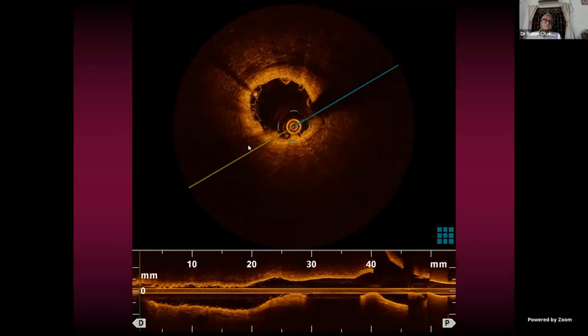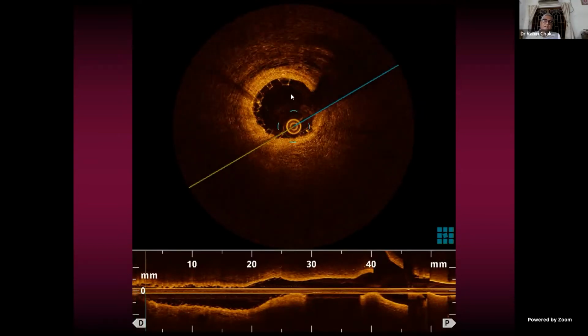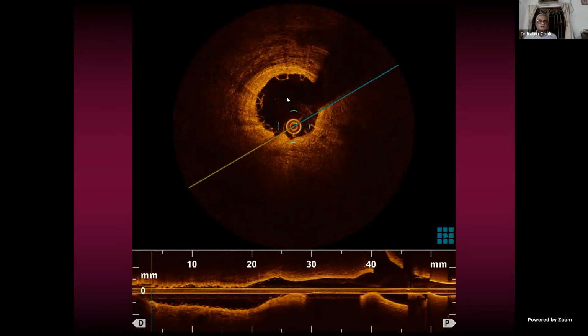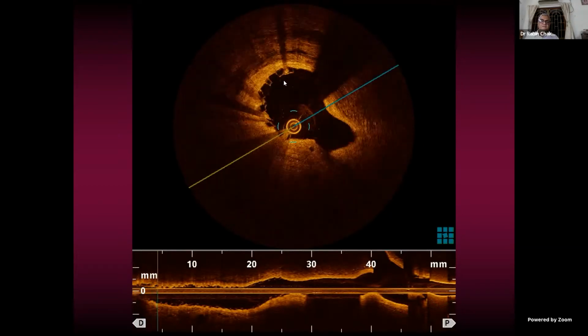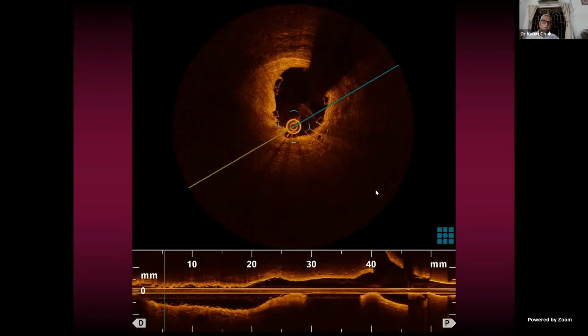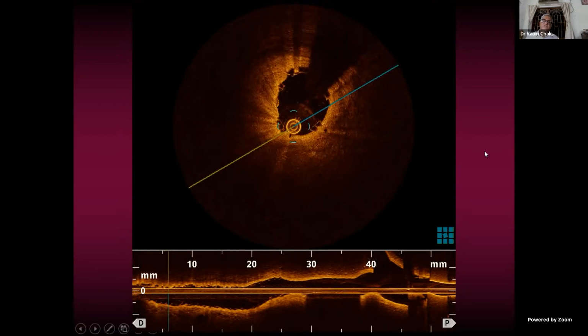This is one of my cases where Absorb was implanted. For Absorb, very difficult with IVUS, but a nice tool, OCT is still nice. But nowadays we don't have Absorb, so it's not very relevant now.